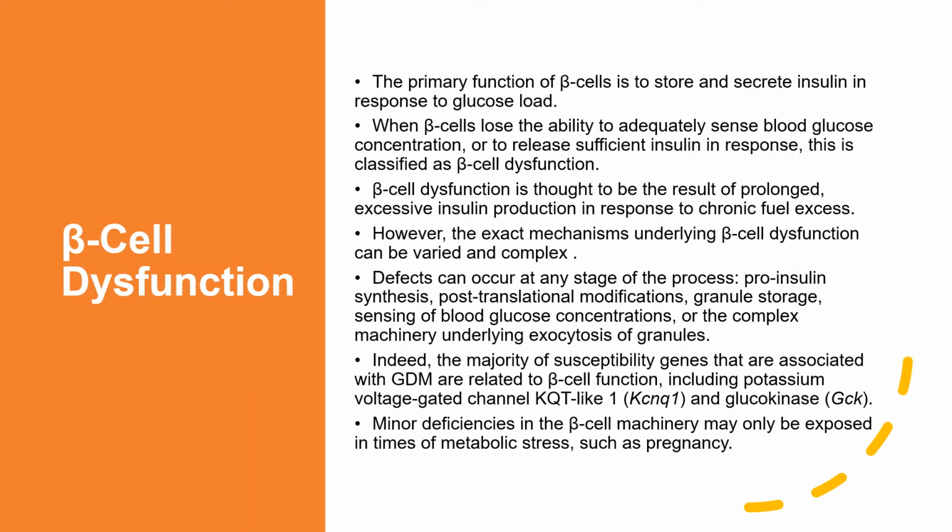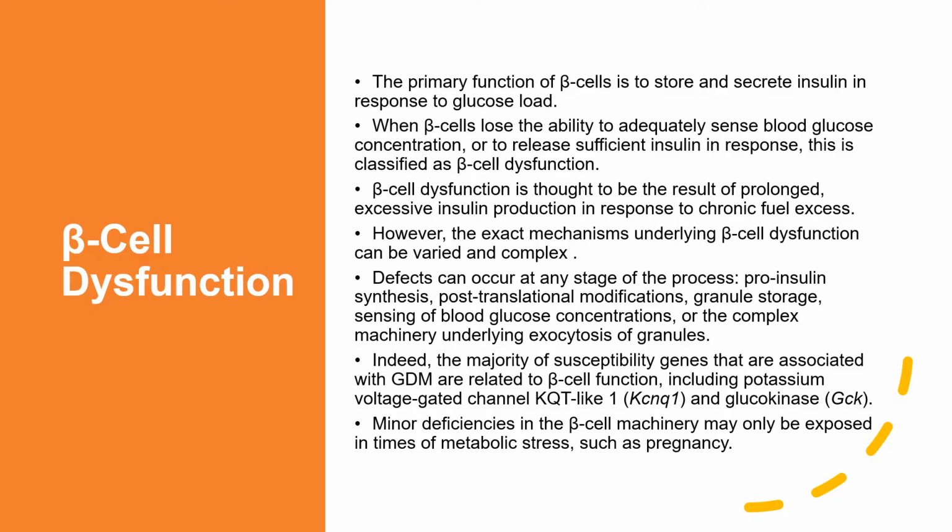First is beta cell dysfunction. The primary function of beta cells is to store and secrete insulin in response to glucose load. When beta cells lose the ability to adequately sense blood glucose concentration or to release sufficient insulin in response, this is classified as beta cell dysfunction.